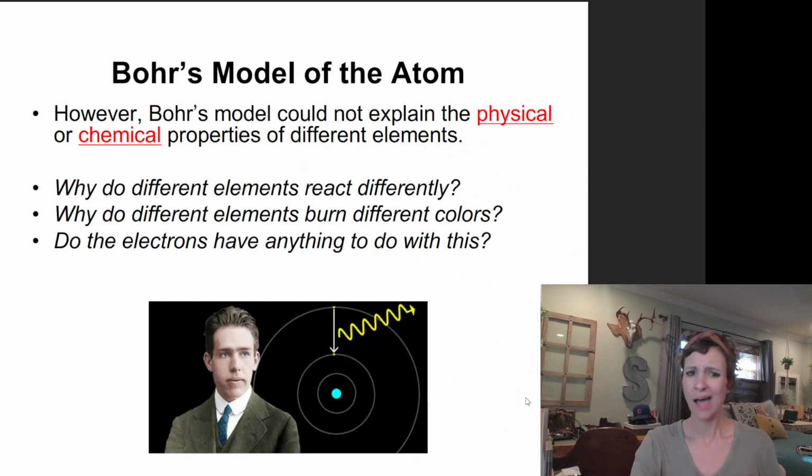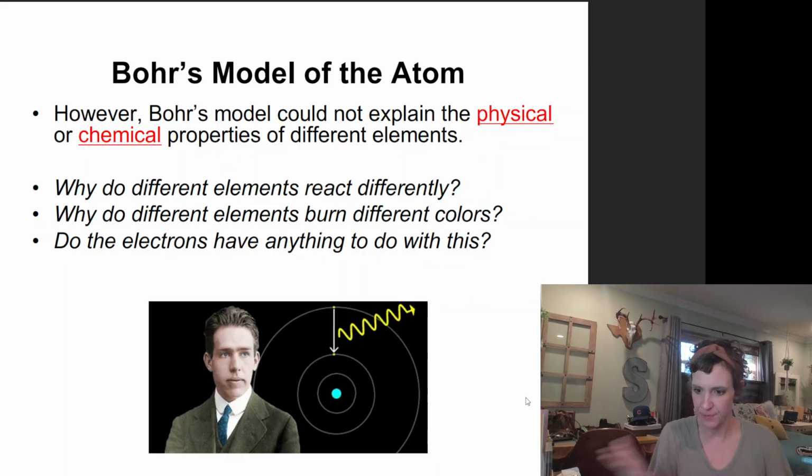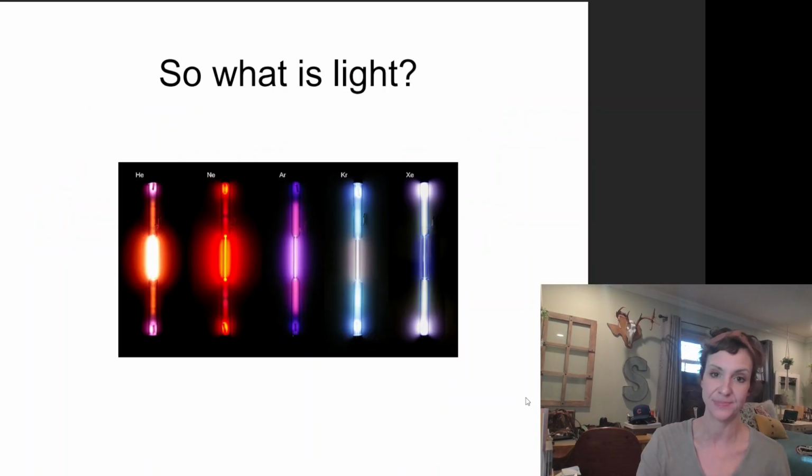Okay? However, Bohr's model couldn't really explain some of these physical or chemical properties of different elements. Like I just showed you, all of these weird different chemicals that I put on my table and lit on fire, they burn different colors. Like, what is going on with that? So do the electrons have anything to do with not only their ability to burn different colors, but also their ability to just kind of react with other things?